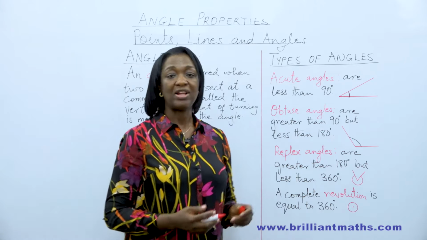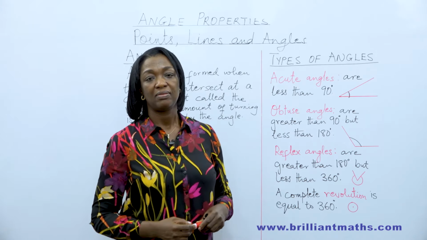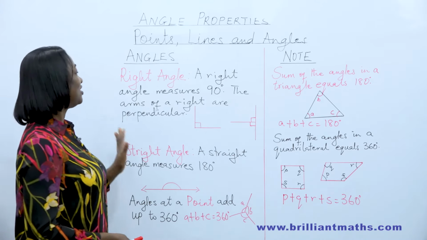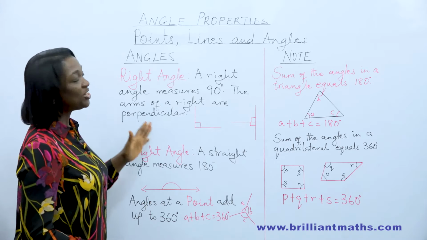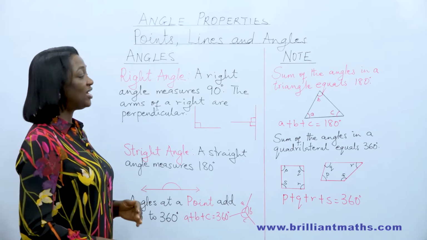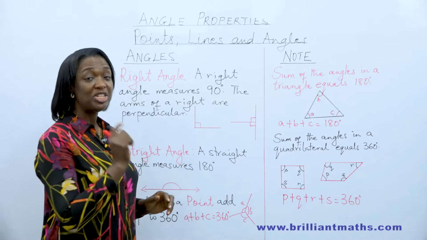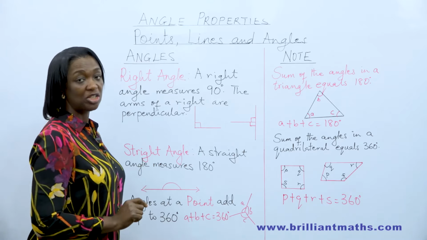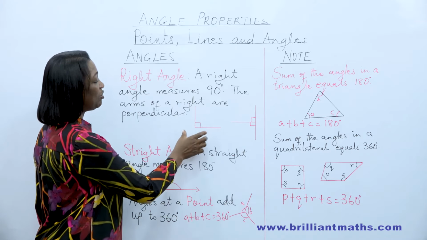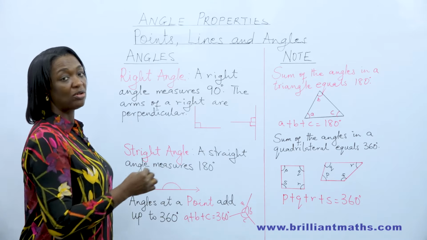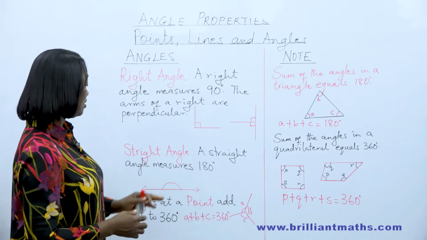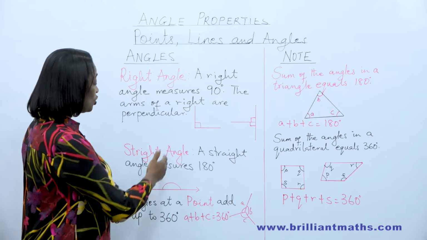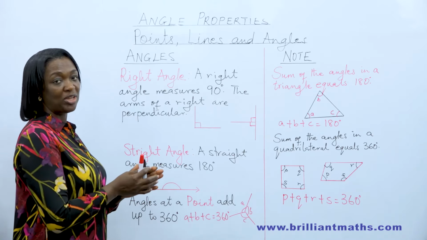So next, let's look at right angles and straight angles. We just want to consider a few more points, looking at points, lines, and angles. A right angle measures 90 degrees. That means that the lines that form the right angle are perpendicular. We talked about that earlier on. Perpendicular lines meet at 90 degrees. So when you have two lines that meet at 90 degrees, then the angle they form is an angle of 90 degrees. Straight angle. A straight angle measures 180 degrees. That's two right angles joined together.